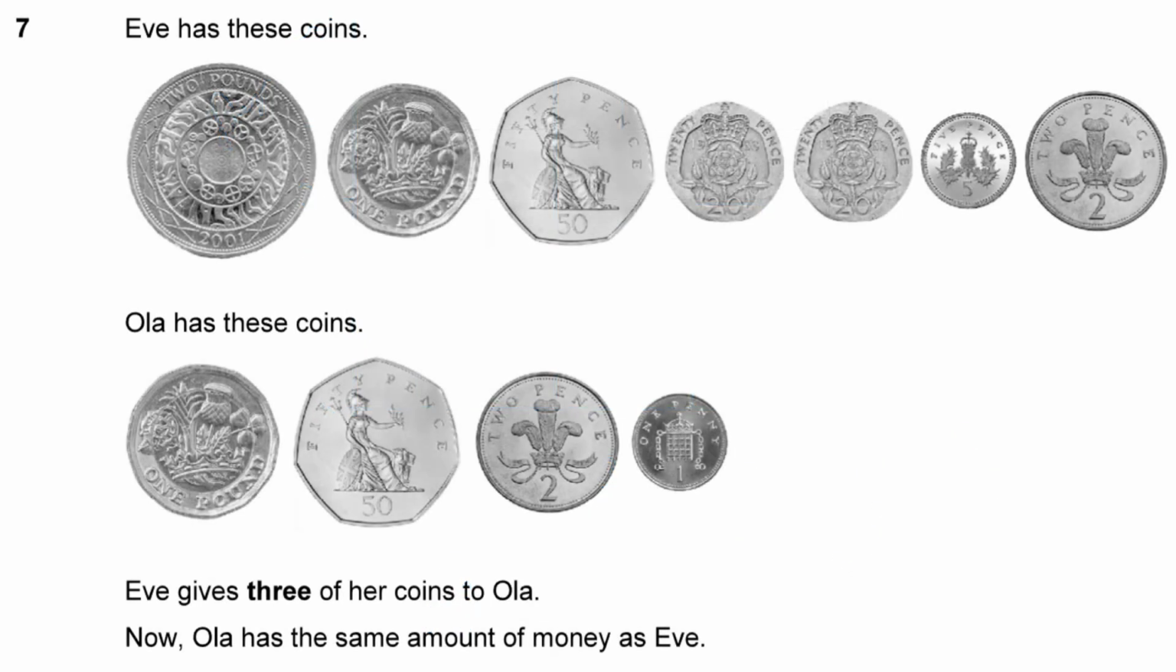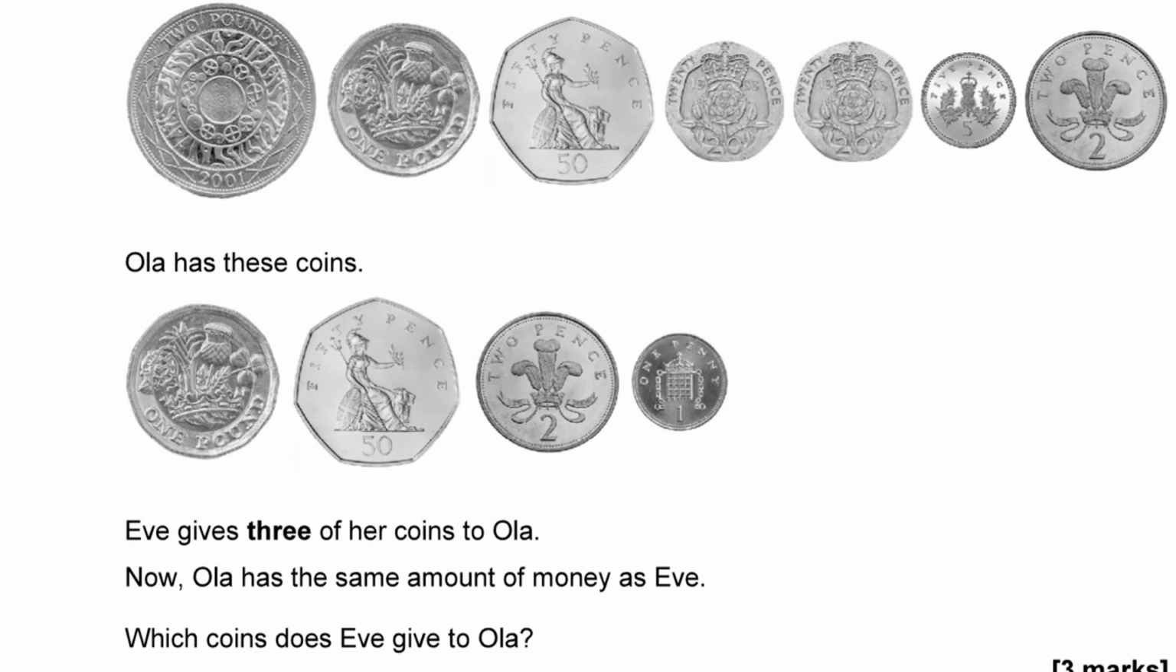Question 7. Eve has these coins. So she's got a £2 coin, a £1 coin, 50p, 2 20s, a 5 and a 2 pence. Ola has these coins. She's got a £1, a 50p, a 2p and a 1p. Eve gives 3 of her coins to Ola. Now Ola has the same amount of money as Eve. Which coins does Eve give to Ola? Okay, let's see if we can work this out.